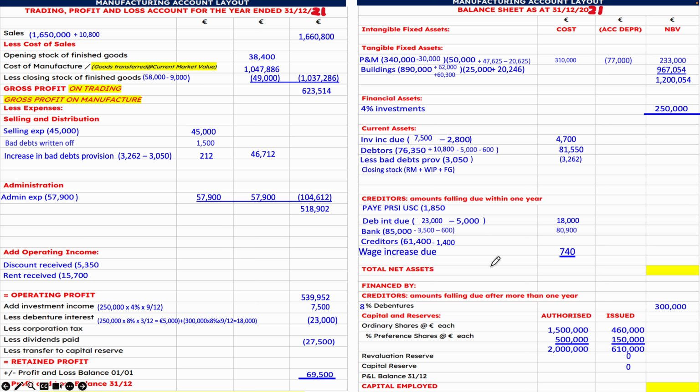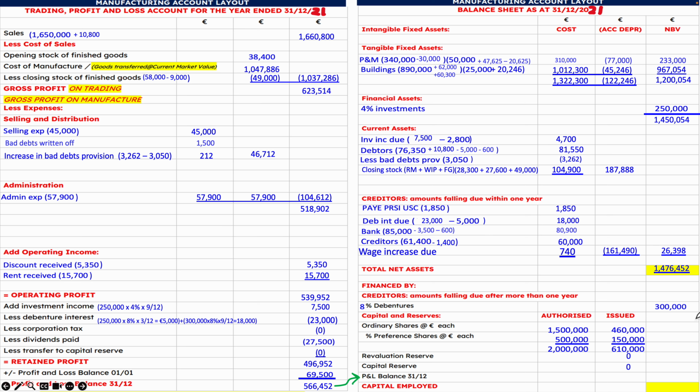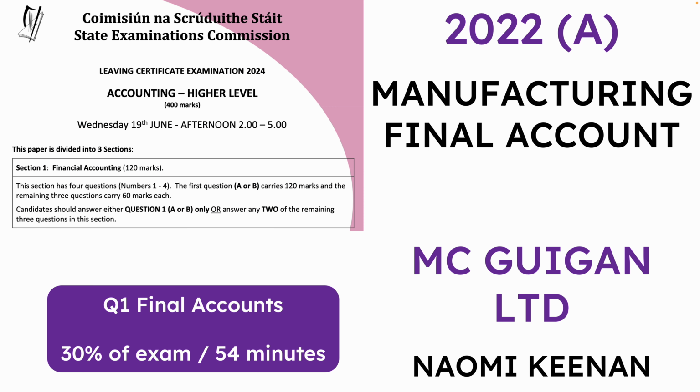So you're just totting everything up here. Okay, your profit and loss balance then at the end of the year, 566,452, which will go into your balance sheet. You're totting everything up. Your total net assets, 1,476,452. So that is the 2022 manufacturing account, Guigan Ltd, complete.